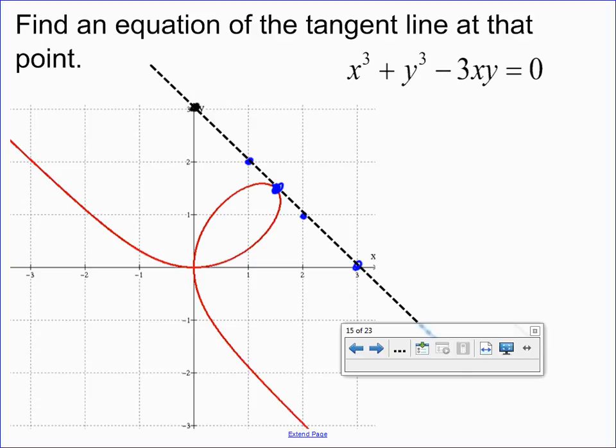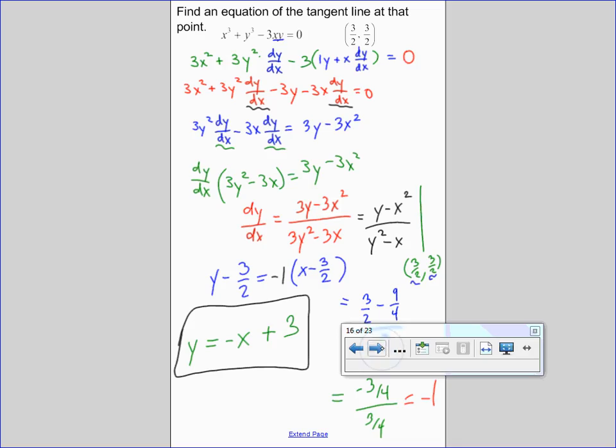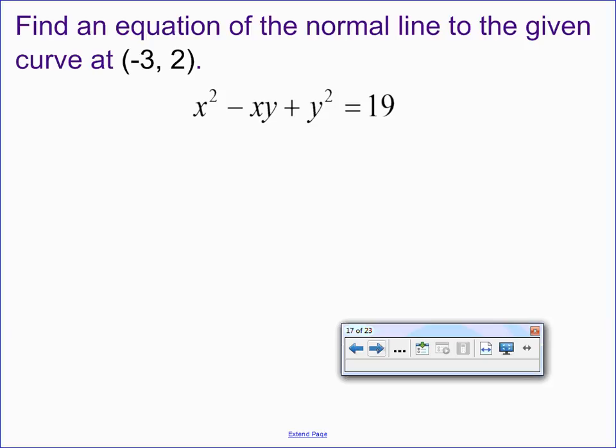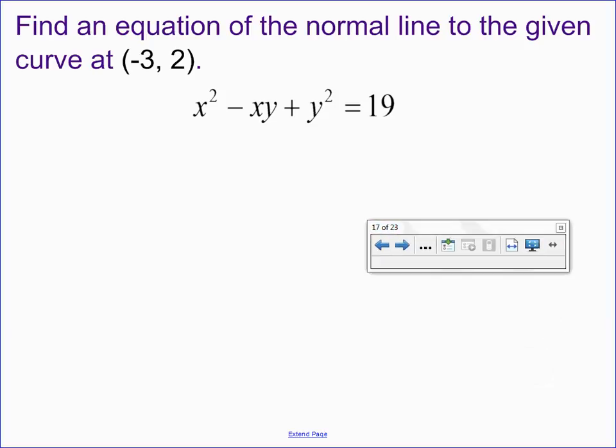So what questions do you guys have about our implicit differentiation? All right, so what I want then is for us to practice and for you to show me that you get it. So let's go ahead and find the equation of the normal line to the given curve at negative 3, 2. Keep in mind this is the normal line, not the tangent line, the normal line. But I know with last night's assignment, you guys should be comfortable with doing an equation of the tangent line or the normal line. So do this with your partner. I'll pause the recording and we'll come together and check.